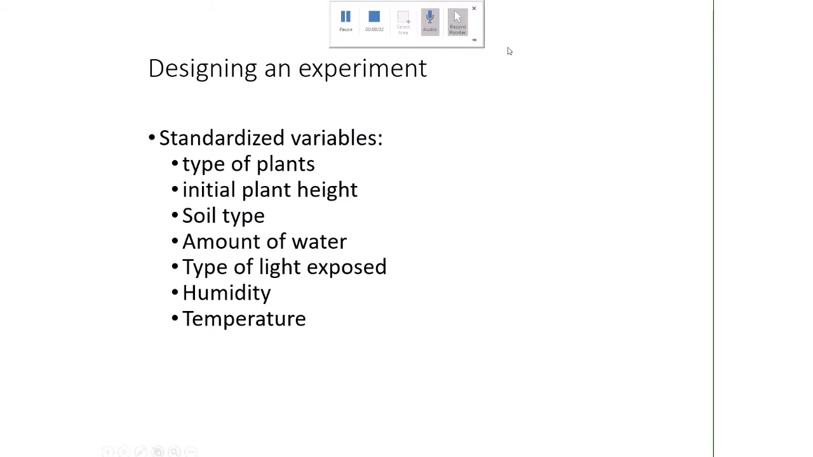Remember, in conducting an experiment, we want to keep everything standardized except for the dependent and the independent variables. So here are some examples of what standardized variables are. For example, you want to be using the same type of plants. Okay, if we use one plant that grows fast, the other grows slow, different species of plants, then obviously one is going to be taller than the other, right? We want plants that have the same initial height, right?